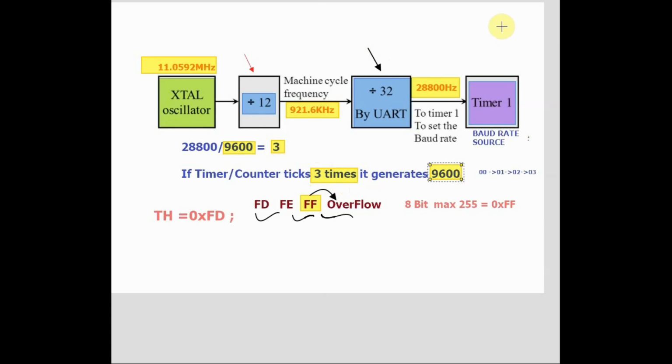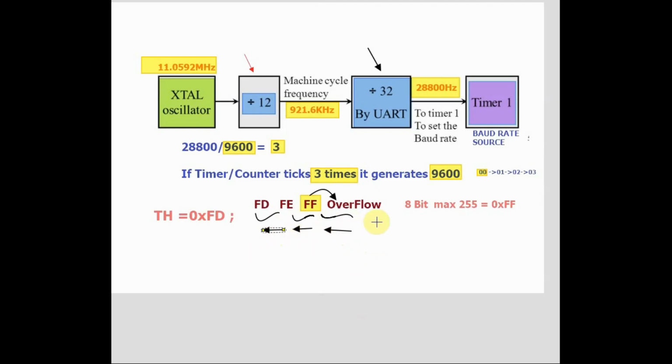Generally we could count from 00 for 3 ticks, but here we start with the maximum value. It is 8 bits, so the maximum value is 255 decimal, which is FF. We have to take the overflow into account also. After FF, the timer will overflow. So calculating in reverse, from overflow to FF is 1 tick, the next tick is FF to FE, and the third tick is FE to FD.